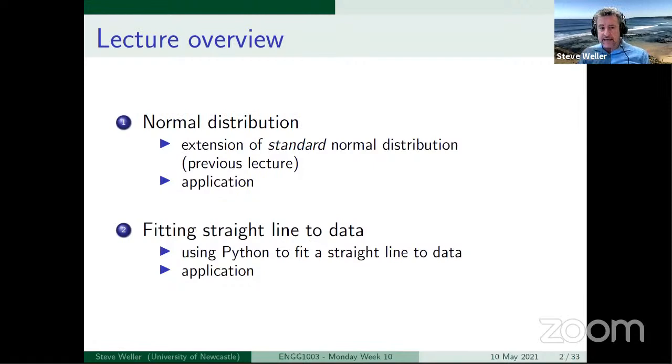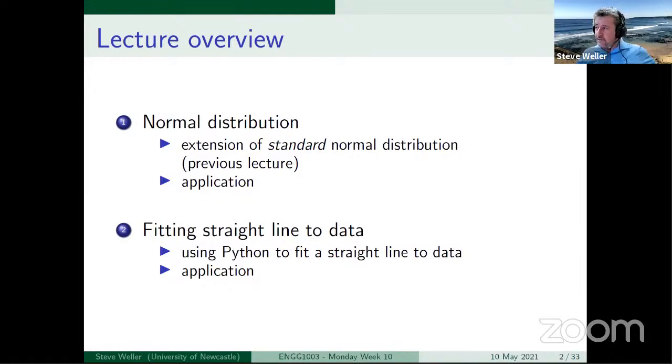The emphasis in both chunks of content for today, both the normal distribution and fitting a straight line to data, will be very much on giving you the tools that you need in Python to do that processing: to generate random numbers that follow the normal distribution, and to fit a straight line to data. There won't be much theory, in fact very little theory at all. There's some fascinating theory behind both topics today. This is not the place or the course to develop it. You'll see that later in your course.